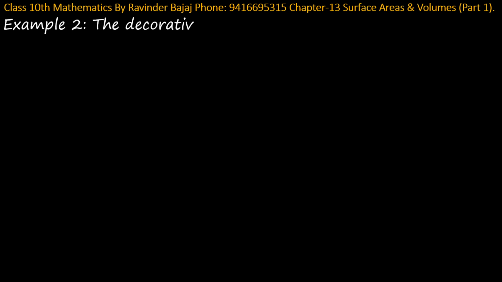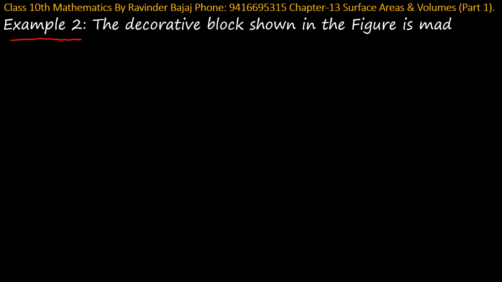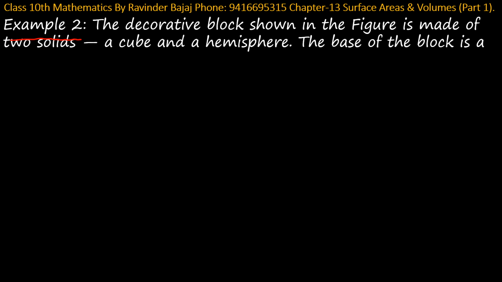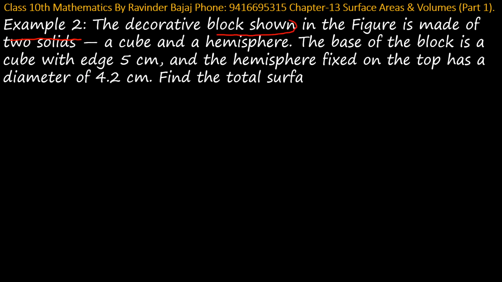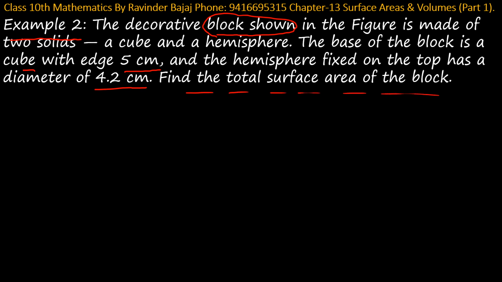Let's do one more question. This is example number 2. The decorative block shown in the figure is made up of two solids, a cube and a hemisphere. So a block is made up of two solid shapes. The base of the block is a cube and the edge is 5 centimeter. So all the edges are of 5 centimeter, and the hemisphere fixed on the top has a diameter of 4.2 centimeter. Find the total surface area of the block.